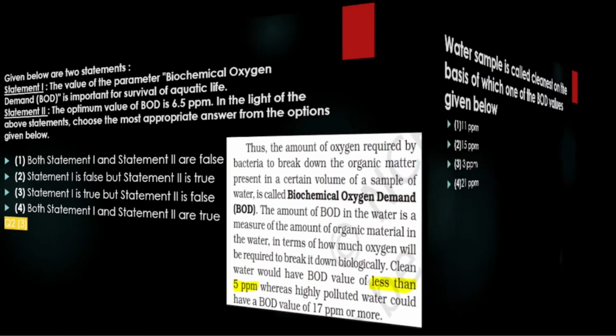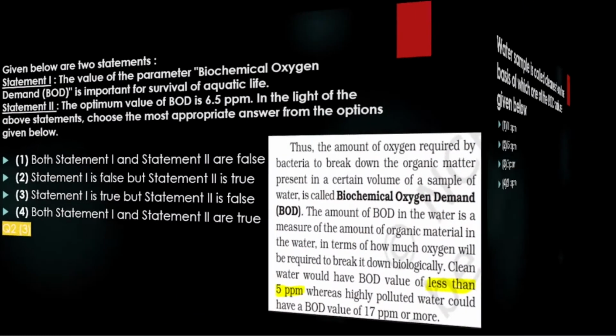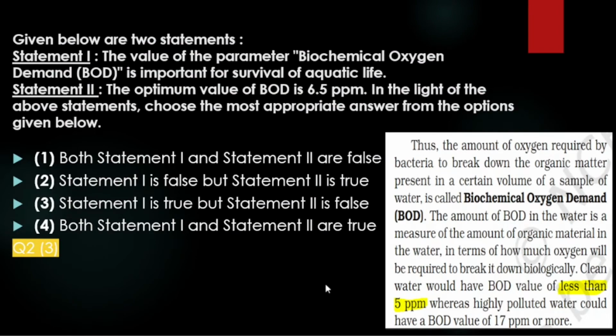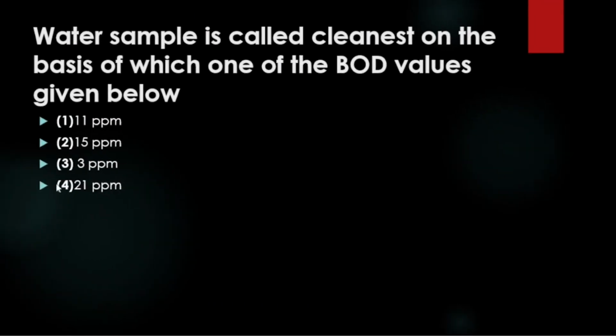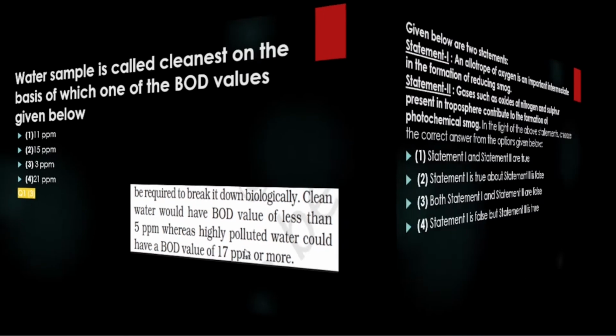Now next question. A water sample is called cleanest on the basis of which one of the following values? This question was also asked, and it is from this para only. It should be less than 5 ppm. So the third option, which is 3 ppm, is correct. The value of BOD should be less than 5 ppm.